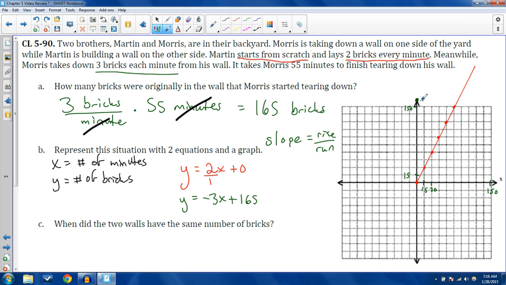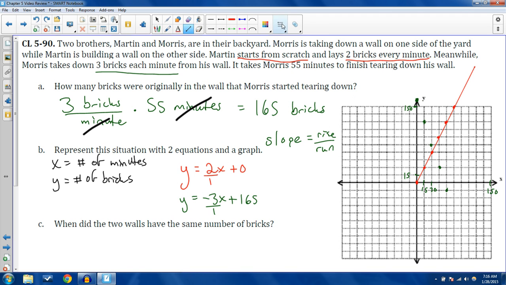Okay, so he's going to go down 3 and over 1, it looks like, negative 3 over 1. So every time he lays 45 bricks, it takes him 15 minutes to lay 45 bricks. That's what that means. Did I say that right? It takes him 15 minutes to lay 45 bricks, just like it takes him 1 minute to lay 3 bricks.